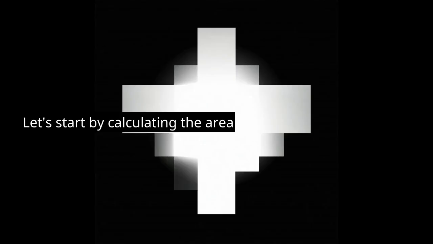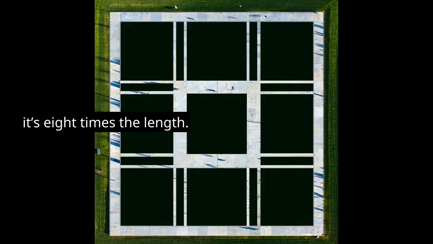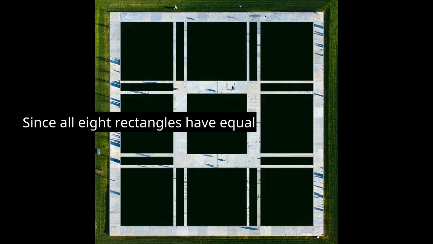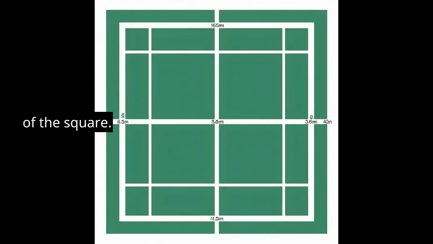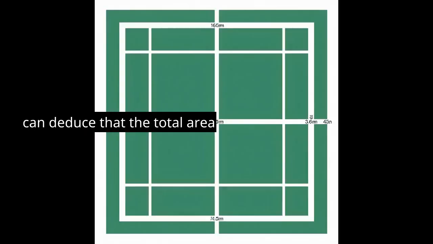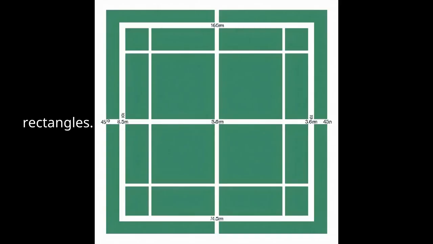Let's start by calculating the area of the known rectangle, which is simply the width multiplied by the length. In this case, it's 8 times the length. Since all 8 rectangles have equal area, each rectangle's area is 8 times its length, forming part of the total area of the square. From here, we can deduce that the total area of the square is the sum of the areas of the 8 rectangles.